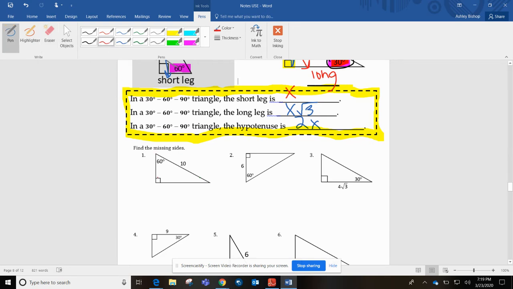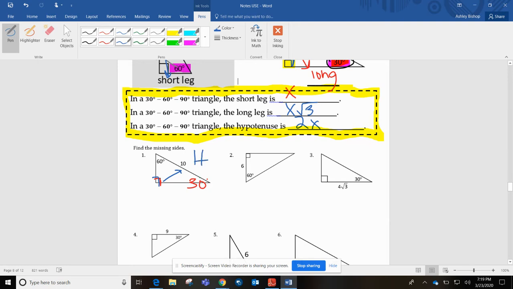When I'm doing 30-60-90, I like to always see the 30, the 60, and the 90. So here's my 90. I have my 60, and then by process of elimination, this corner angle has to be 30. I like to have all three of those there so that I can go ahead and label all three of my sides. From there, I'm going to label my hypotenuse. So again, here's my right angle, so across from there is going to be my hypotenuse.